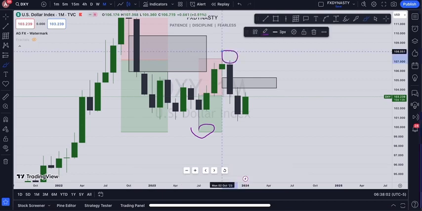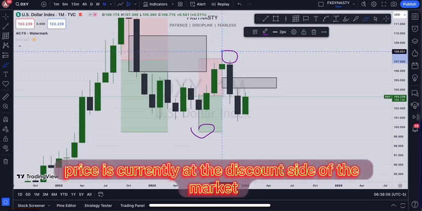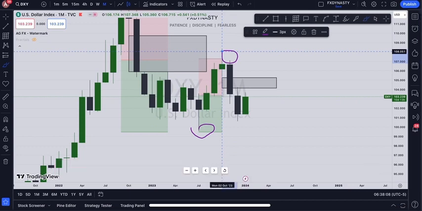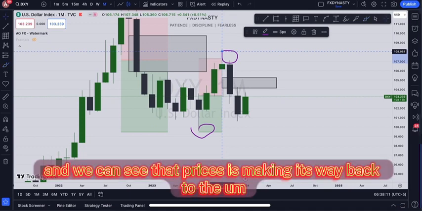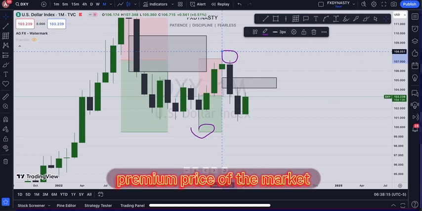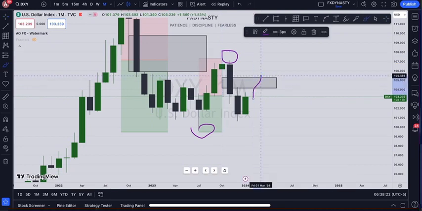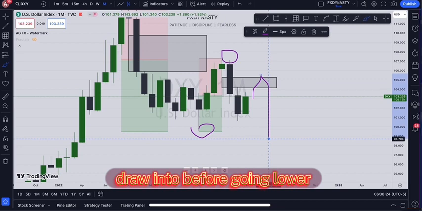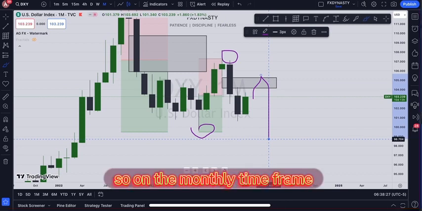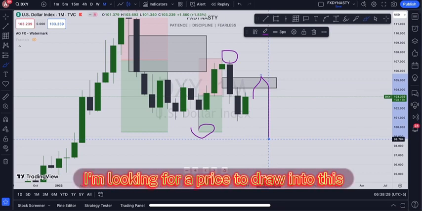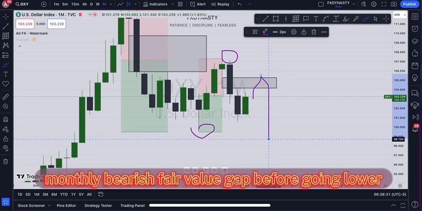And we'll see from this range here to this range, price is currently at the discount side of the market, and we can see that price is making its way back to the premium price of the market, and we can see that there's a fair value gap which price might likely draw into before going lower. So on the monthly time frame, I'm looking for price to draw into this monthly bearish fair value gap before going lower.